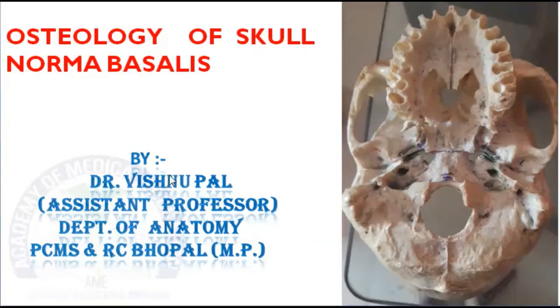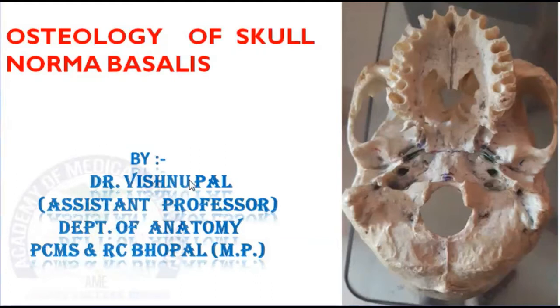For convenience, we have divided the Norma Basilis view into three parts, that is anterior 1/3, middle 1/3 and posterior 1/3. Then again the middle 1/3 is divisible into two parts, that is a median part and the right and left lateral parts. And again the posterior 1/3 is divisible into two parts, that is a median part and right and left lateral parts. This is the common basic concept.